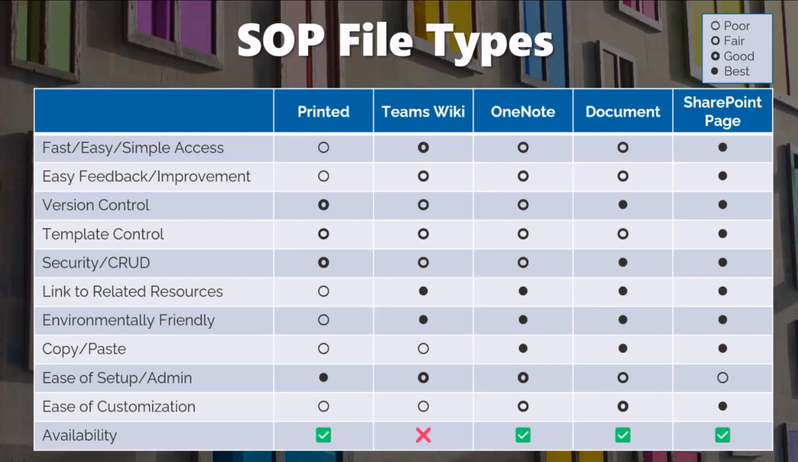Hey, I need to know the SOP for this. Well, if your SOP is in a Word document, you get a link, you got to open that link, you got to open it in Word, you look at it, it's somewhere else, right? It's multiple clicks away for you to get to it. With a SharePoint page library, you can one click, you're on it instantly. You see the whole SOP in front of you.